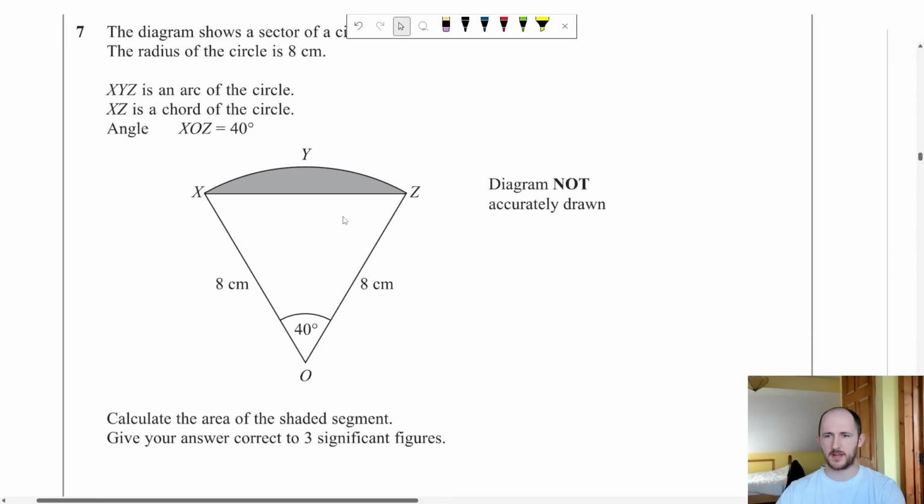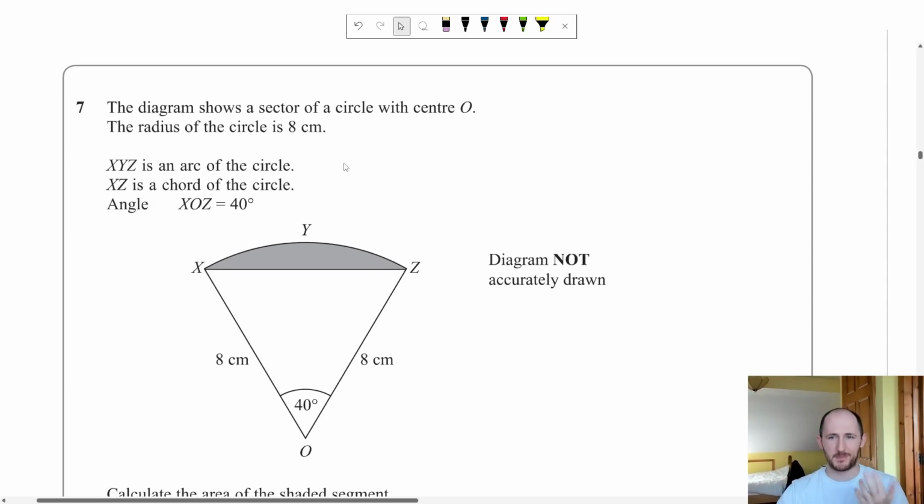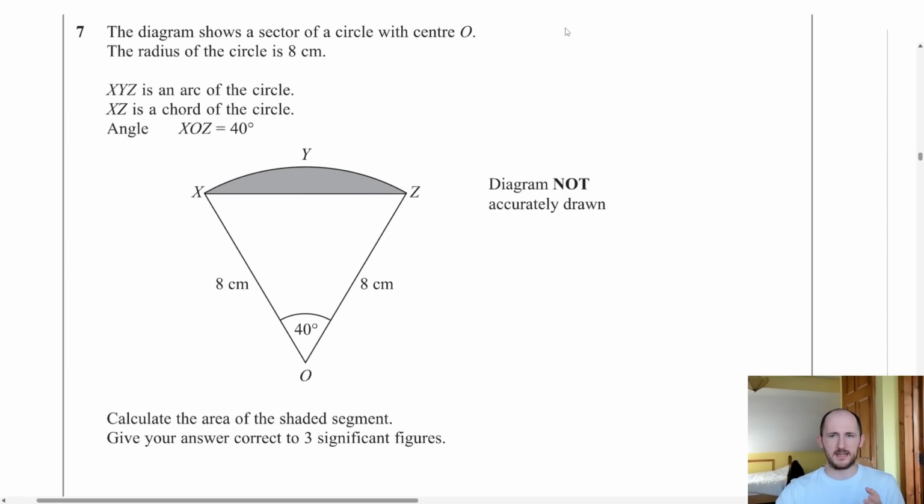Fairly similar to the last question. So we have a sector of a circle with centre O, it gives us the radius. Honestly, the whole arc and the chord thing is not too meaningful, because it tells you it's a sector anyway, so of course this is an arc, and this is obviously a chord. So it's not useless information, but it's information that's kind of already displayed for you. They've given you this 40 degrees, and it says calculate the area of the shaded segment.